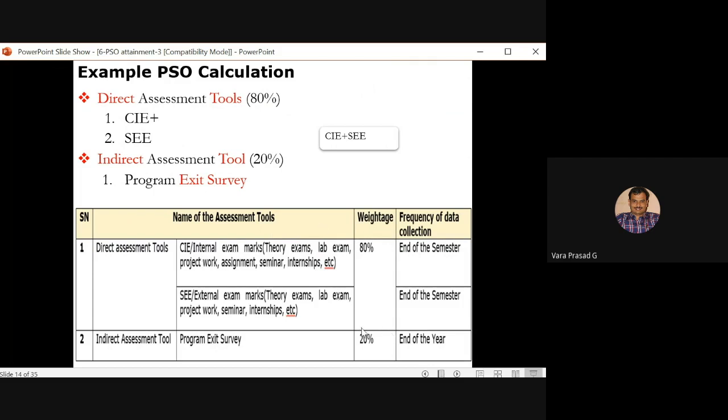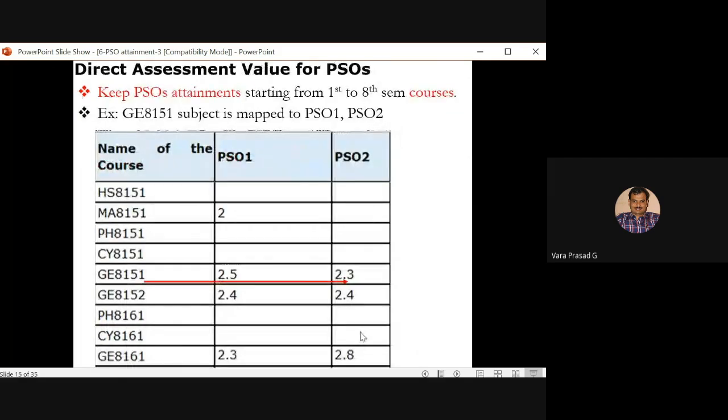Now, the program exit survey has 20% weightage. At the end of the year, those who are final year students have to give some sort of feedback, a survey on the PSO. Because it is 20% weightage, we will take it here. Now, here is the direct assessment value for the PSO.